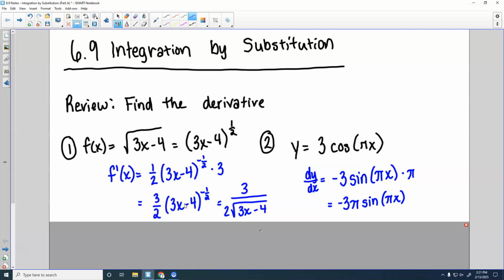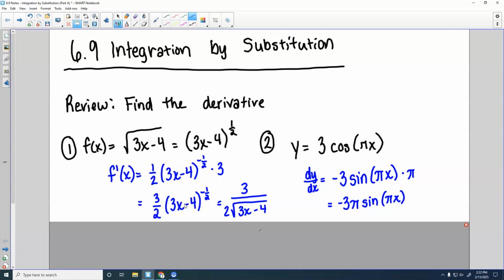Oh, so you got like 9x minus 12. I ended up getting 9 over 2x minus 6. Yeah, I can't do that. Yeah. I mean, I had to write it down. Yeah.